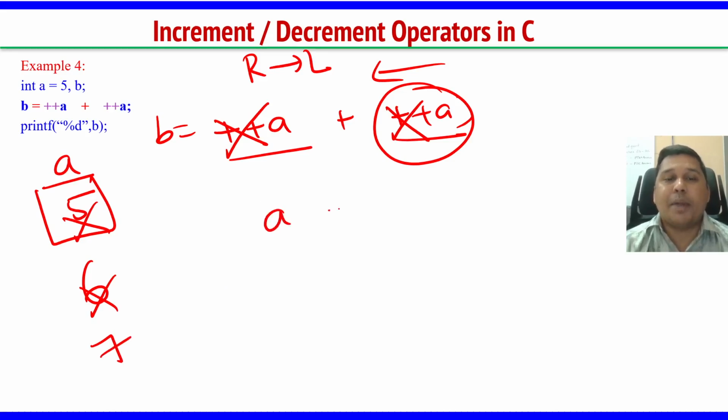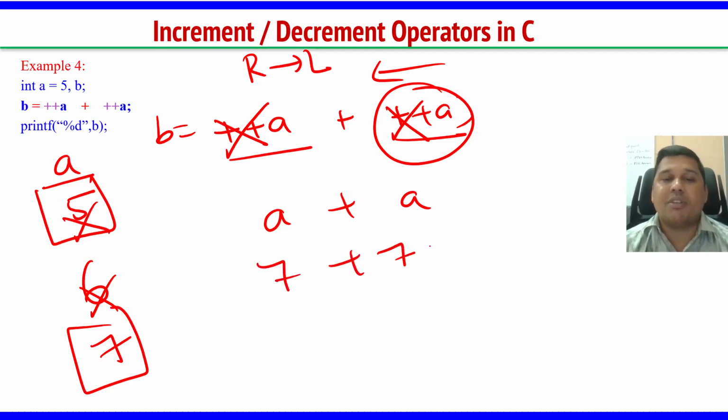Now you add a plus a. Which all pre-increment operations were there, you complete it. Then write a plus a. What is current value of a? 7. So 7 plus 7 is 14. This is how it works.